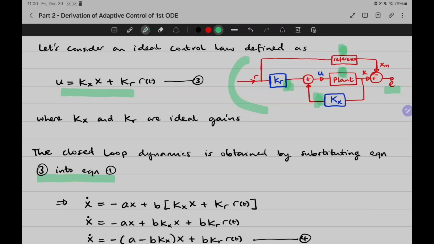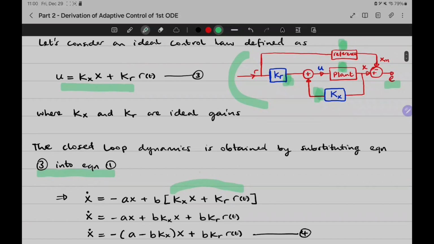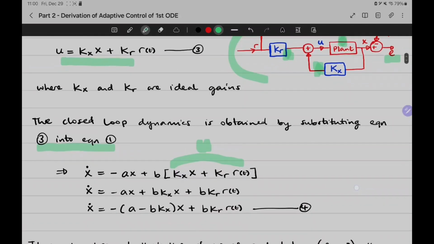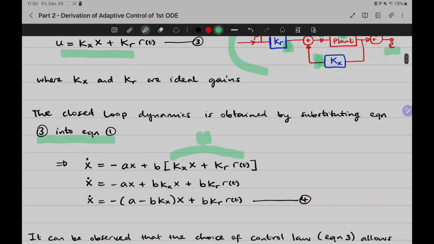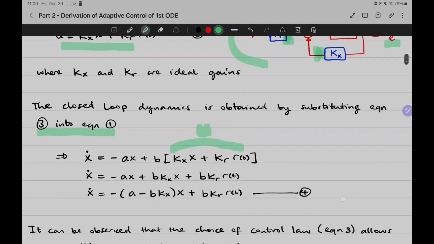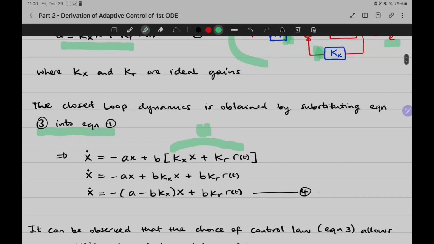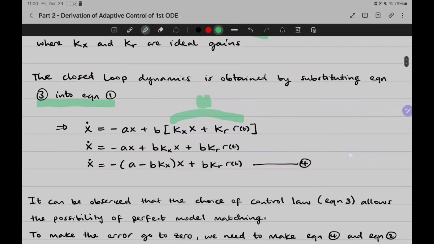That this is the best controller that we think is going to work. We are going to substitute that back into the actual plant dynamics, right? And so basically this is U right here, and essentially you do the derivations and you get this, which is the new plant dynamics.